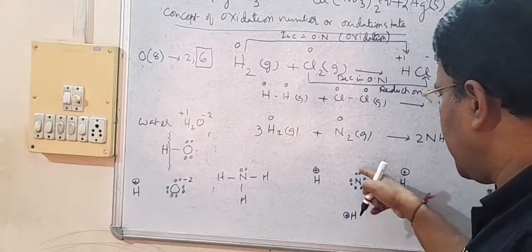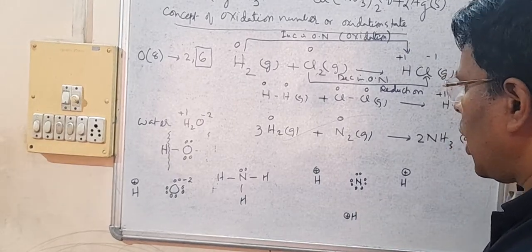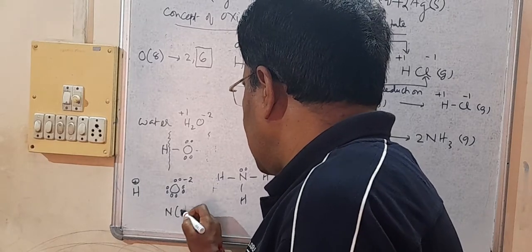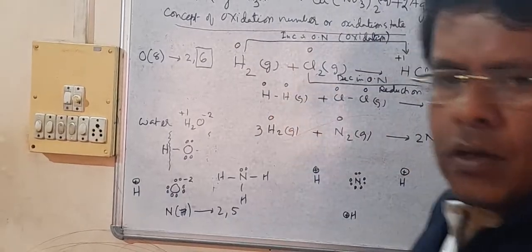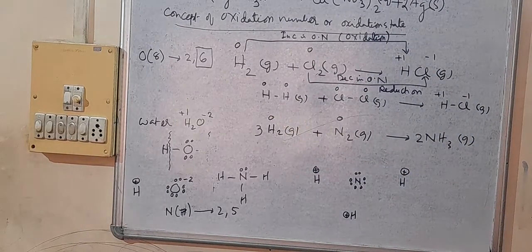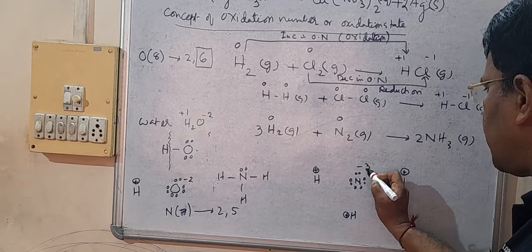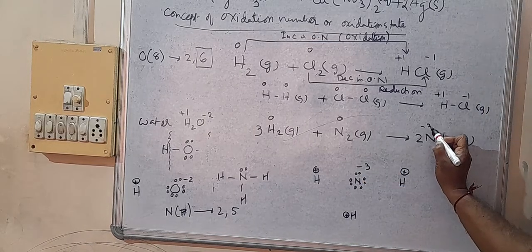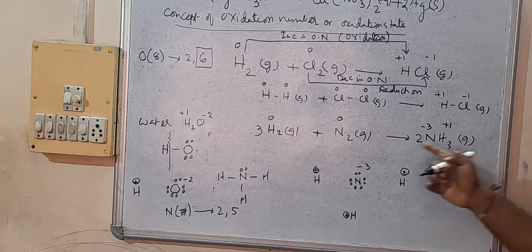And nitrogen will be getting 8 electrons in its outermost shell. Nitrogen normally has how many in the outermost shell? Nitrogen normally has 5 in the outermost shell, whereas here nitrogen is getting 8, 3 more, so it will be minus 3. So the oxidation number of nitrogen here is minus 3, and of hydrogen here is plus 1. So these are the oxidation numbers written.